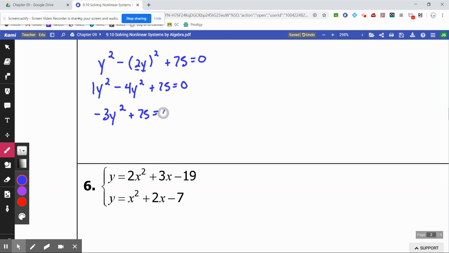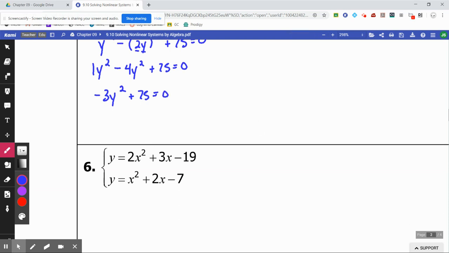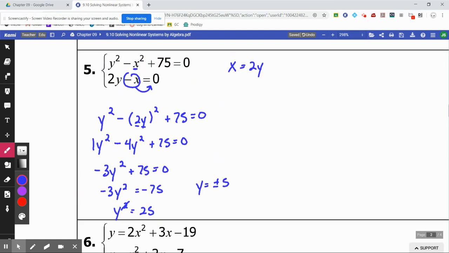Now we can solve this one by taking a square root. Since there's no b term, this is quadratic, but there's no b term. So let's move our 75 over. Gives you negative 3y squared equals negative 75. So therefore y squared, when you divide by negative 3, gives you 25. When you take a square root, to get rid of a square, make sure you plus and minus. So y is equal to plus and minus 5. So therefore, you have 2 points. You're going to have something, comma, 5 and something, comma, negative 5.